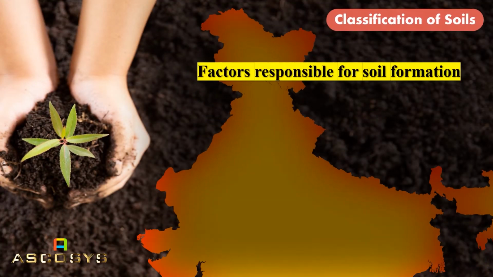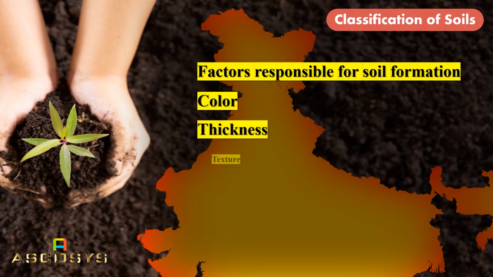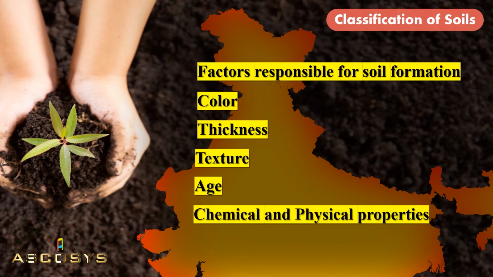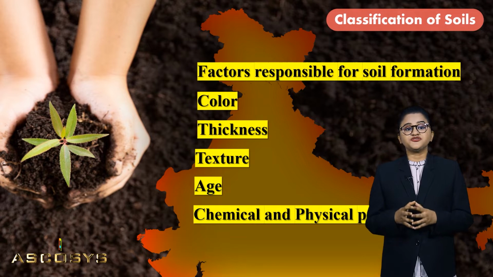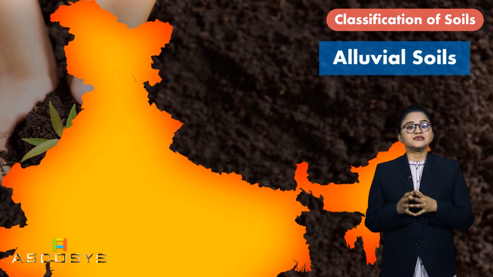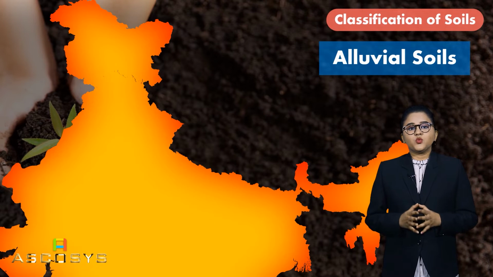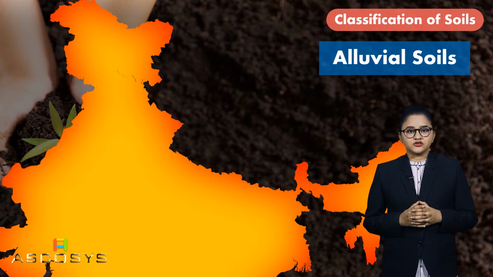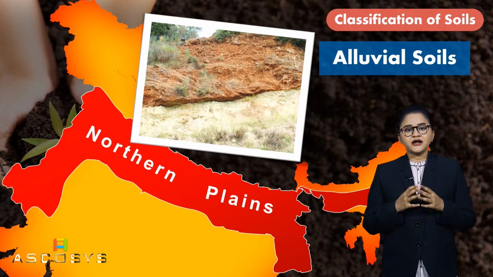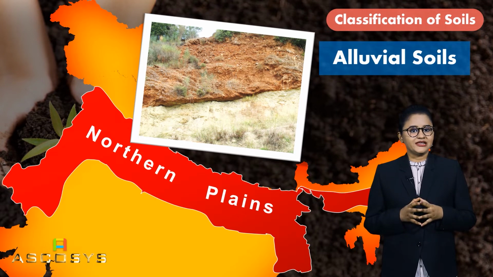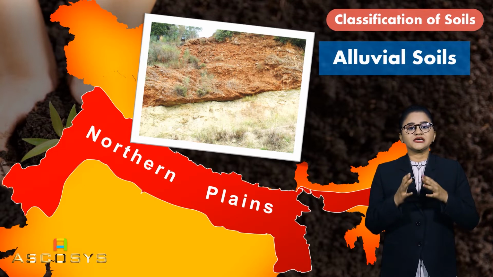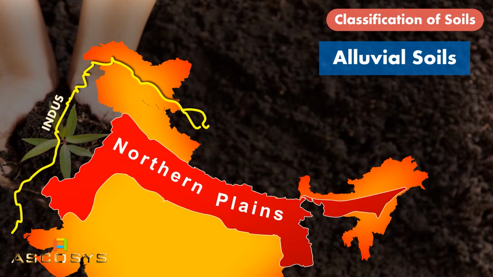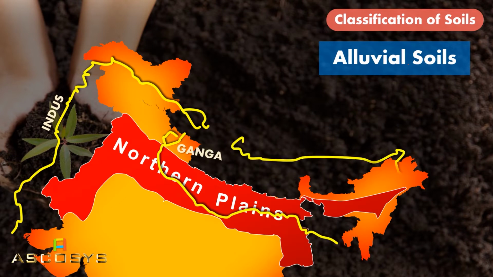On the basis of the factors responsible for soil formation, color, thickness, texture, age, chemical and physical properties, the soils of India are classified into different types, such as the alluvial soil. Let's see what are the properties of alluvial soil. The entire northern plains are made up of alluvial soil in India. The alluvial soil is deposited by three important Himalayan river systems, the Indus, the Ganga and the Brahmaputra.